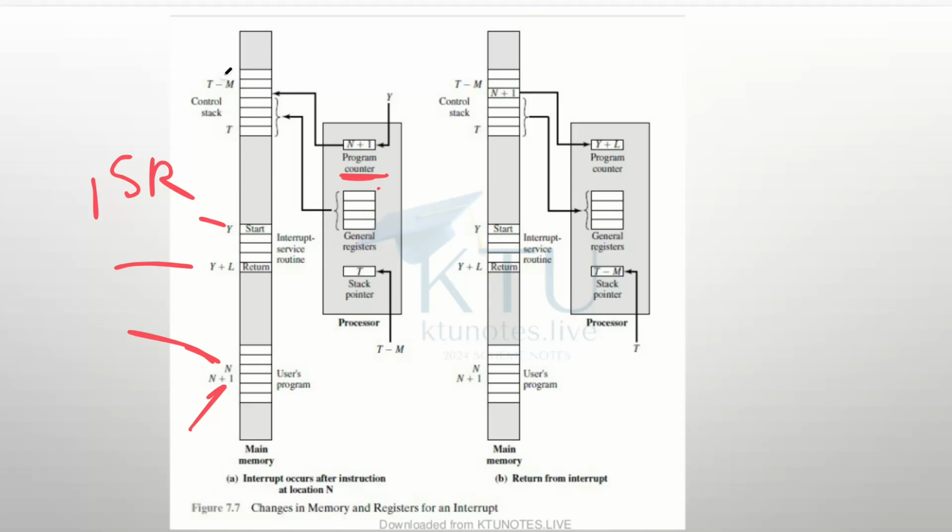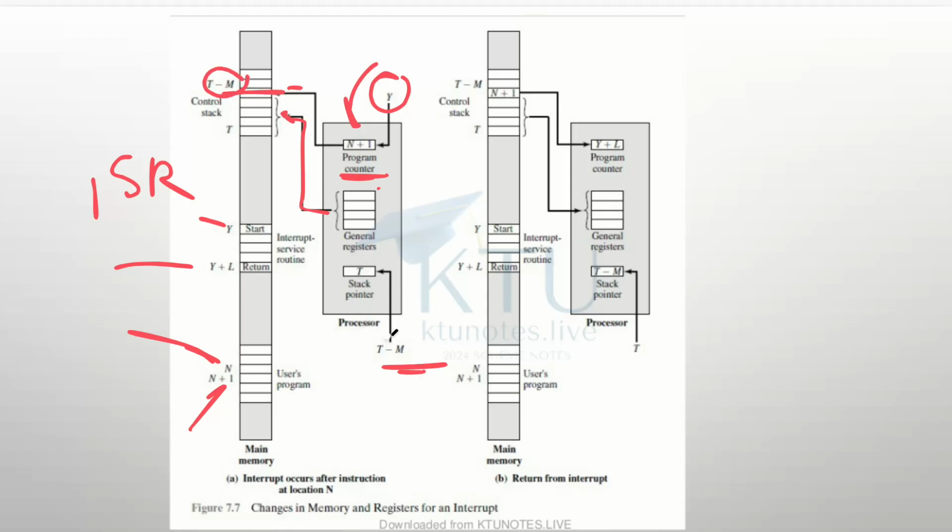This is the general control stack, there is a stack. The register values get stored here, and the program counter, that is n plus 1, also gets stored in the control stack. Then in the program counter, the new program counter value would come, that is the interrupt service routine value would come, that is y would come, right? And the stack pointer would become t minus m, because till this much the PC value is here, the registers value is there, so the new stack pointer value becomes what?